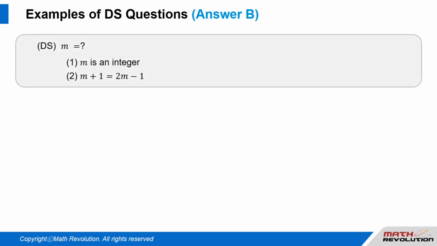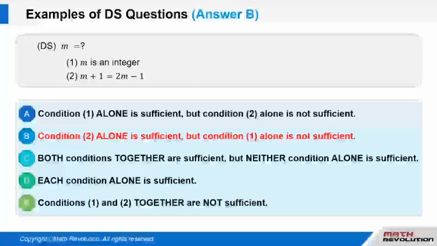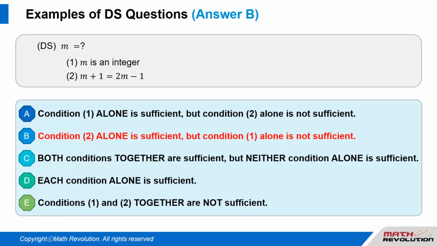DS. m equals what? Condition 1, m is an integer. Condition 2, m plus 1 equals 2 times m minus 1. Answer B. Condition 2 alone is sufficient, but condition 1 alone is not sufficient.